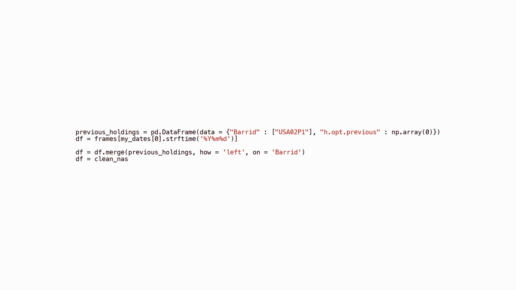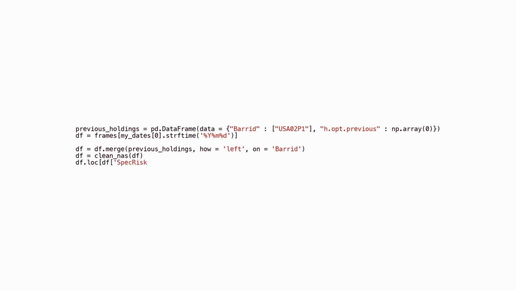Any missing values in this merged data frame are then cleaned by replacing them with the median value of the spec risk column. Finally, any rows in the spec risk column with a value of 0 are replaced with the median value of the entire spec risk column. This code essentially creates a new data frame by merging two existing data frames and then replaces any missing values and 0 values in the spec risk column with the median value.